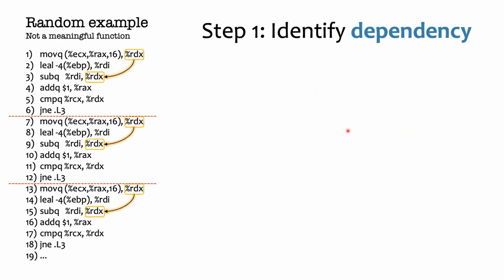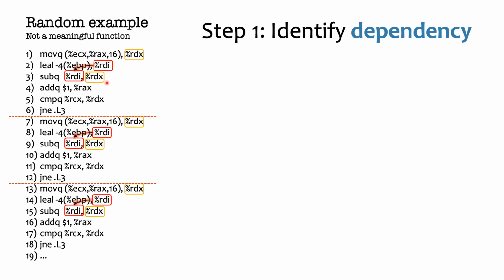It also depends on 2. And this pattern repeats for all the subsequent iterations. What else? 3 depends on 2, yes, on RDI. So 2 writes to RDI, and 3 reads from RDI. That's right. And what else?